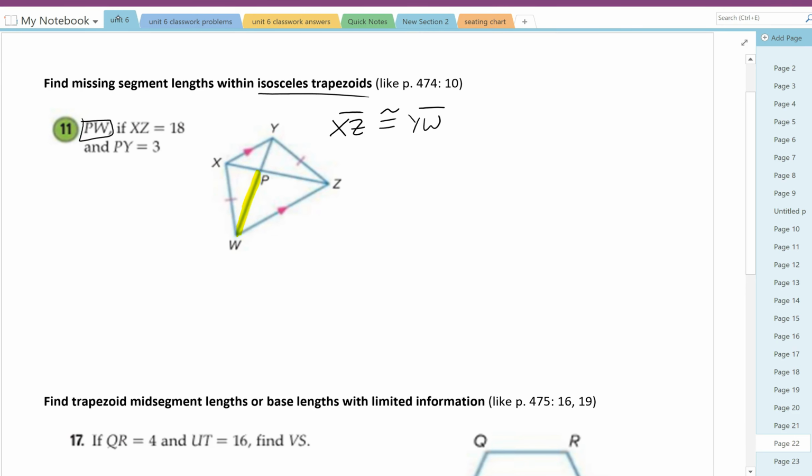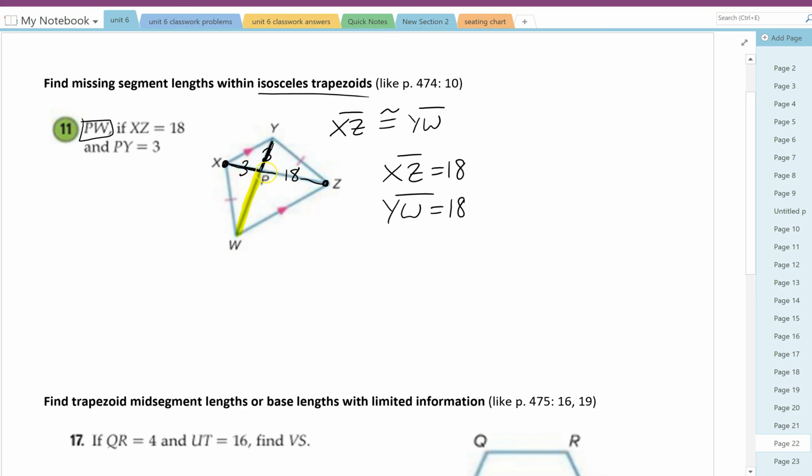If XZ, so from right here all the way to right there, is 18, and PY, this part right here, is 3. All right. What I know is all the way from X to Z is 18. So if XZ is 18, then YW has to also be 18. Right? And this XZ is broken up into two parts. There's kind of the long part and the short part, right? Well, if YP or PY is 3, then XP is also going to be 3. Right? These two shorter parts are going to be congruent to each other.